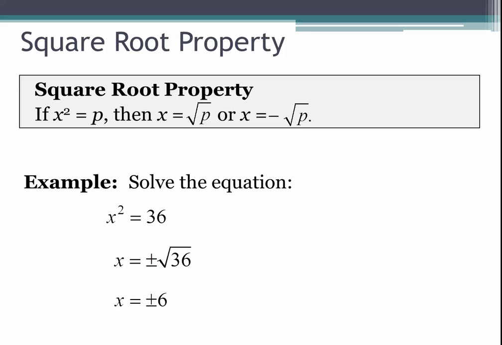If you plug back in a positive 6 into the x squared equals 36, you'll have 6 squared, which definitely equals 36. And if you also plug in a negative 6, you'll have negative 6 squared, which also equals 36.